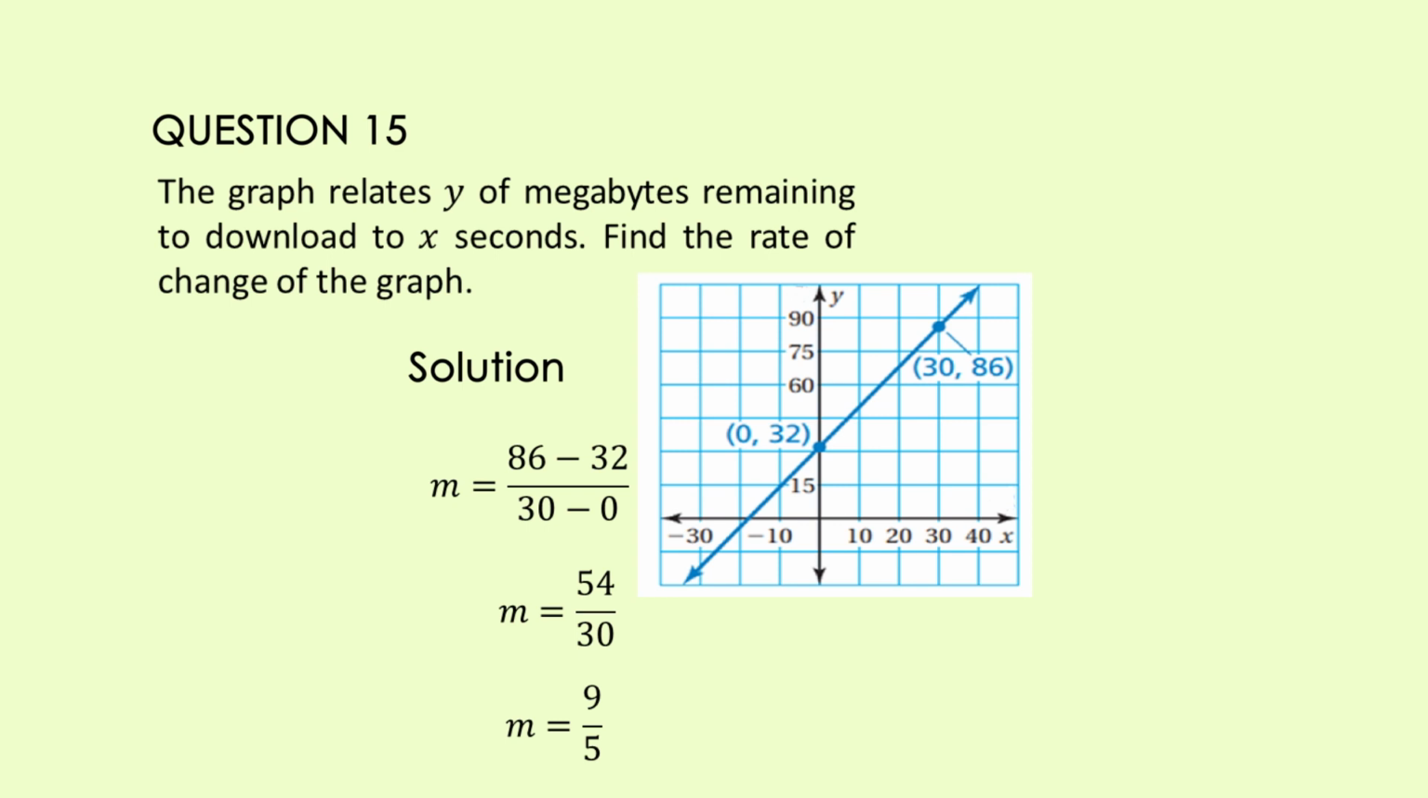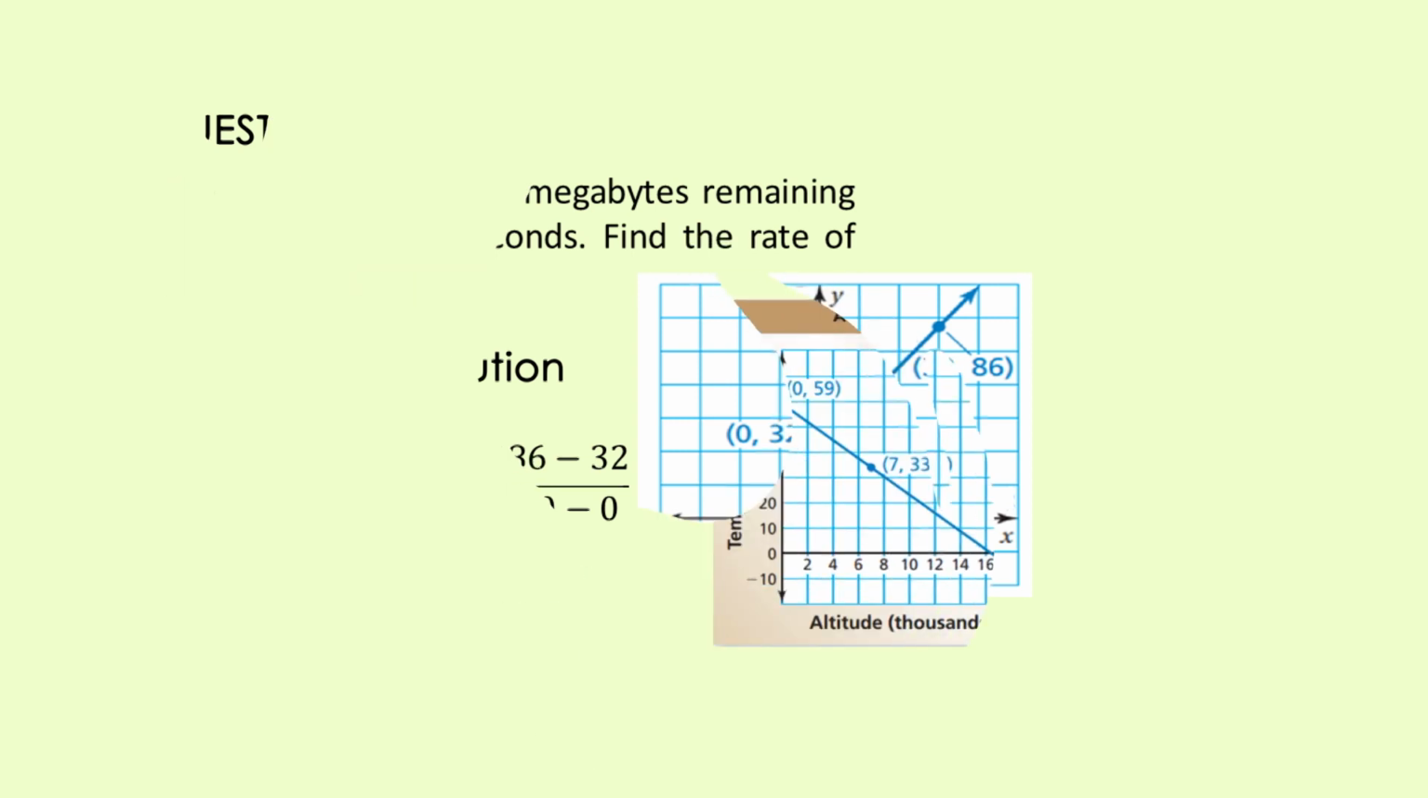Now, from the graph, we have 2 different points, which are (0, 32) and (30, 86). Then, by substituting both points into the formula, we will get 86 minus 32 over 30 minus 0. And finally, after simplifying, the gradient of the straight line would be 9 over 5. Now, do this question on your own.